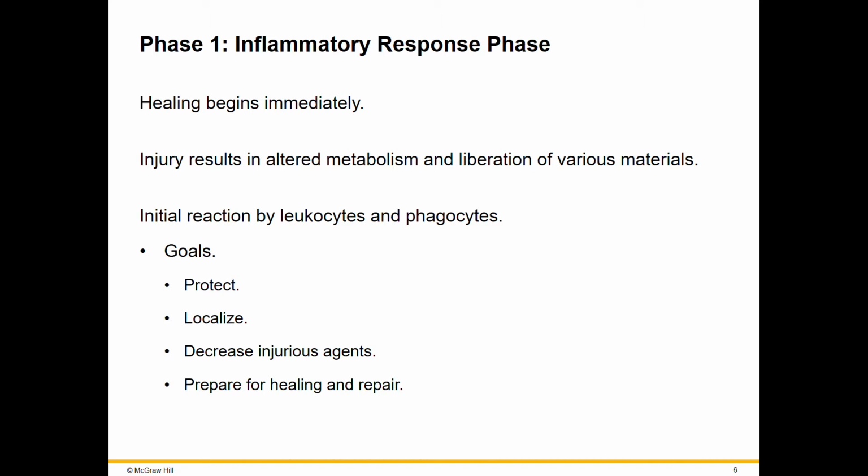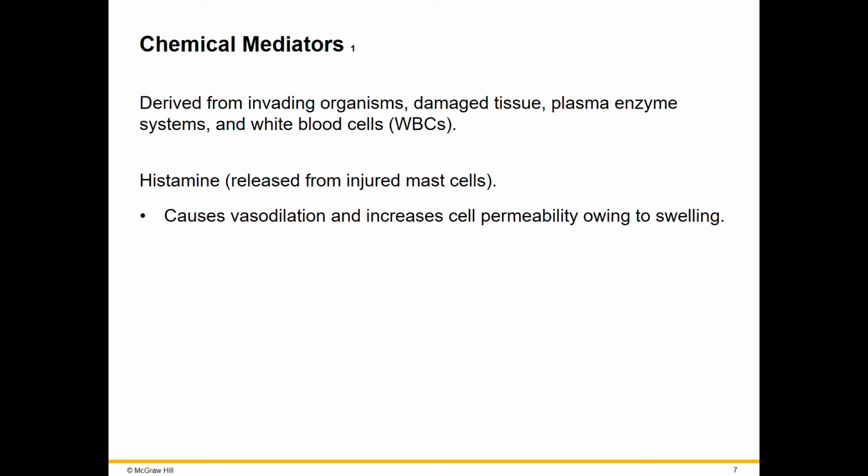So let's go ahead and talk about the different chemical mediators that are released when a cell becomes injured. Okay, so the events in the inflammatory response are initiated by a series of interactions involving several chemical mediators. Some of these chemical mediators are derived from the invading organism. Some are released by the damaged tissues, while others are generated by several plasma enzyme systems.